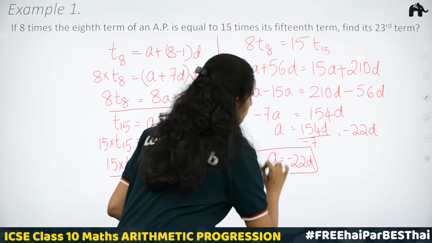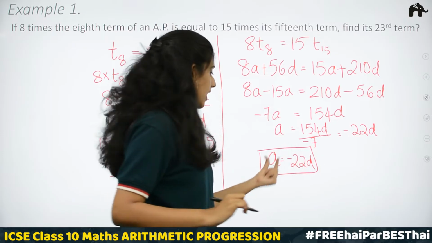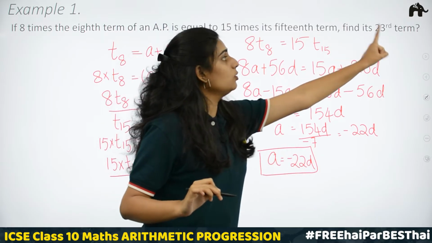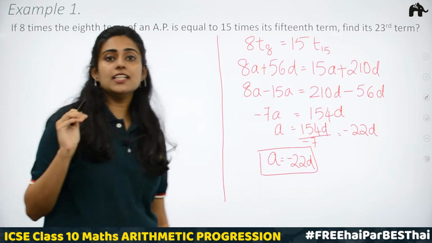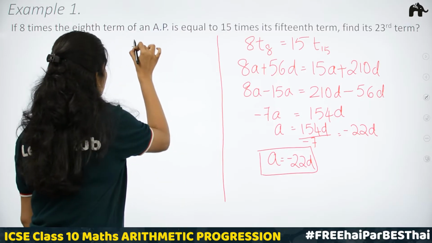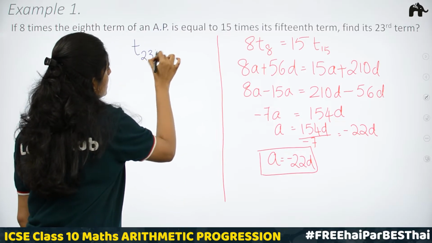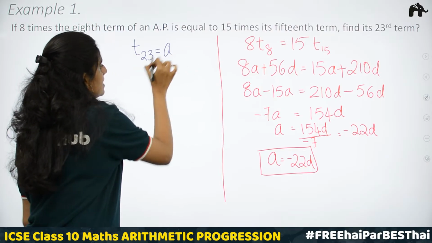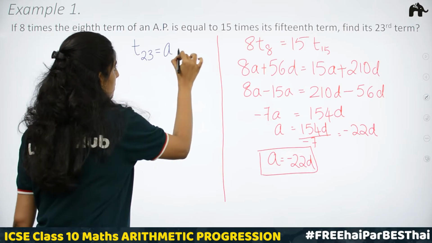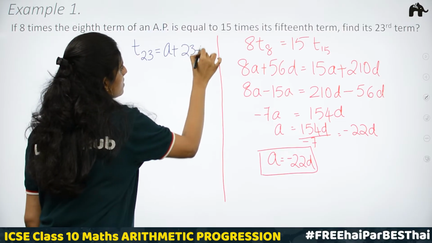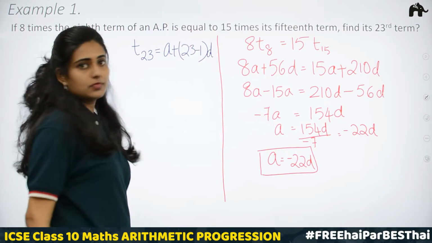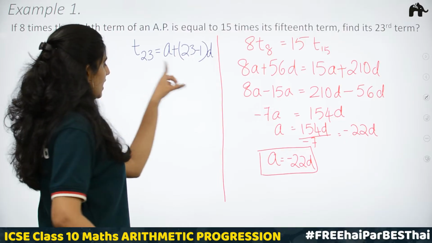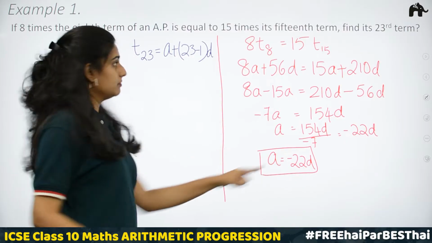Now, what do we need to find? This is the relation connecting a and d. We need to find the 23rd term. T23 is equal to a plus n minus 1 into d. Here n is equal to 23. a plus 23 minus 1 into d. Now we have a is equal to minus 22d.